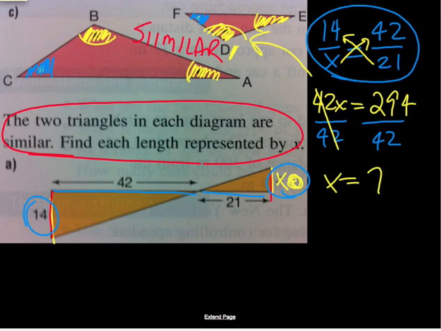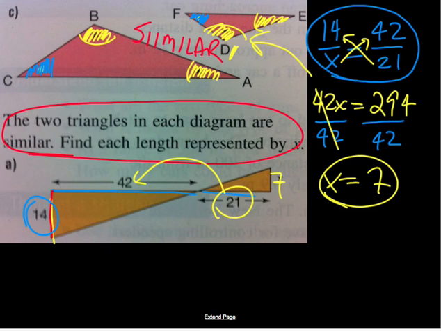So x equals 7. Now, again, the question is, if I put a 7 here, is that a reasonable value? Well, absolutely it is. And some of you might have recognized this right away. 21 is exactly half the size of 42, which means this side here had to be exactly half of its corresponding side, which in this case was 14. So 7 is the correct answer.